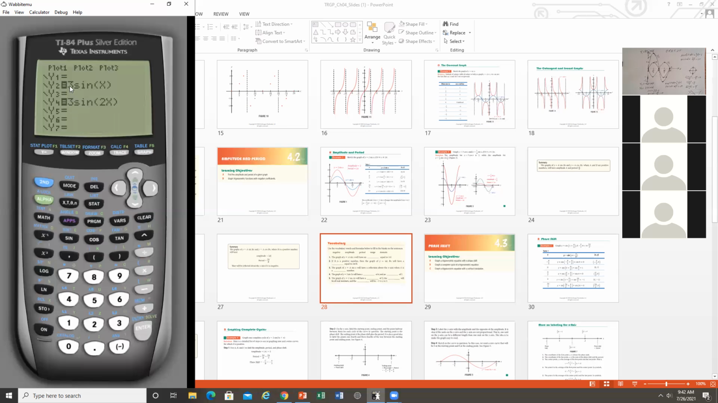Notice the amplitudes of both these graphs will be 3. The period of the first graph will be 2 pi divided by 1, since 1's being multiplied by x. So the period of 3 sine x will be 2 pi. But notice now the period of 3 sine 2x, ladies and gentlemen, will be 2 pi divided by 2, which is pi radians. So the period of this second graph is going to be pi radians. It's going to be half the period of the first graph.